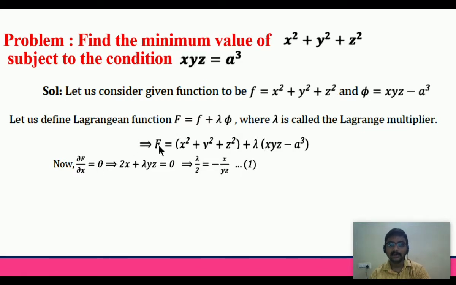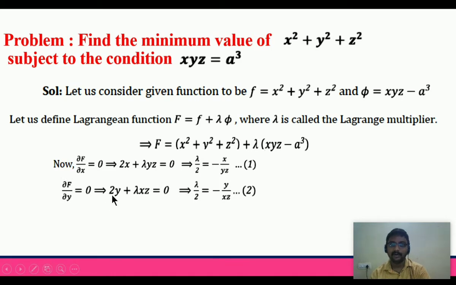Now differentiating F partially with respect to x and keeping y, z as constant: x square derivative 2x, y square derivative 0, z square derivative 0, plus lambda into xyz derivative. In that xyz, yz is constant, x derivative 1, negative a cube derivative 0, which is equated to 0. So on simplifying, we will have lambda by 2 value is negative x by yz. Let it be equation 1. Similarly, we have to obtain dou F by dou y, which is equated to 0.